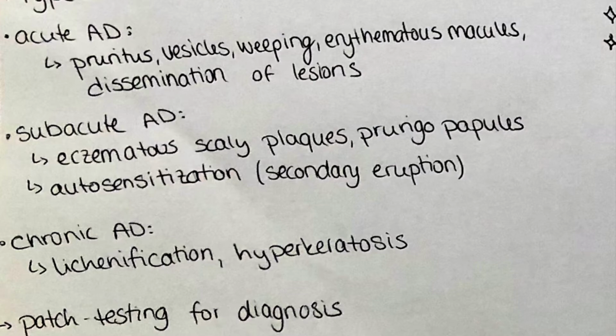The subacute form is characterized by a less severe sensibilization and penetration than the acute form, where the skin presents with eczematous scaly plaques, prurigo papules, edema, lichenification, erythema, and autosensitization. The chronic form of allergic contact dermatitis is the one with the least sensibilization and penetrance, and this form presents with dry eczema, lichenification, hyperkeratosis, and scaling of the skin.